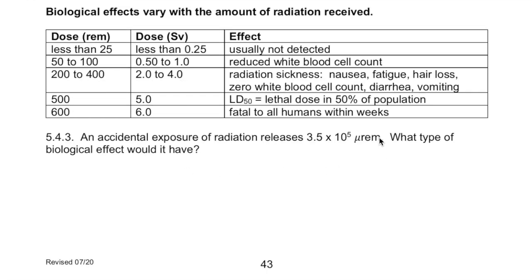So let's take a look and see for 3.5 times 10 to the 5 micro rem. Let's take a look at what sort of biological effect it can have. Since our chart has just rem instead of micro rem, let's try to convert this amount to rem so that we can then take a look at the chart. Micro is another one of our metric prefixes that we should still be able to know how to use. Micro means 10 to the minus 6. So 1 microrem is 10 to the minus 6 rem.